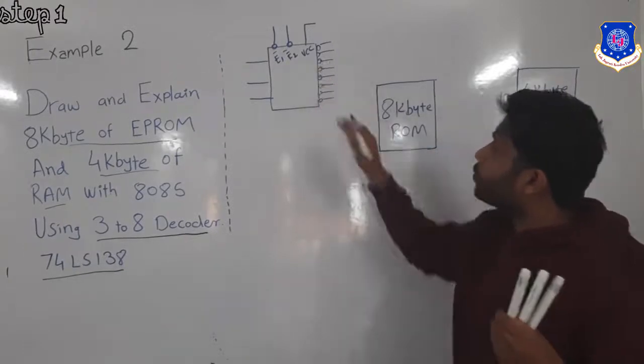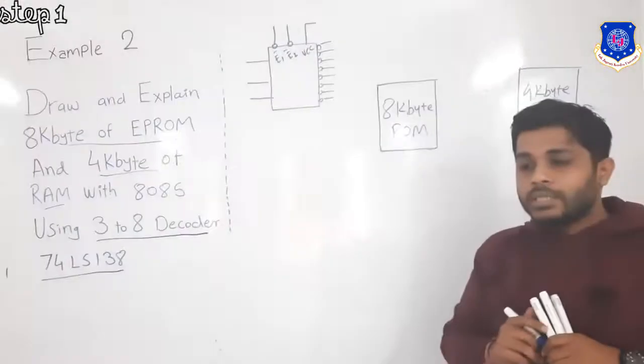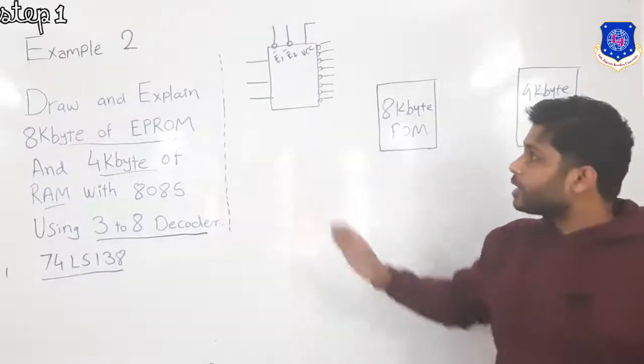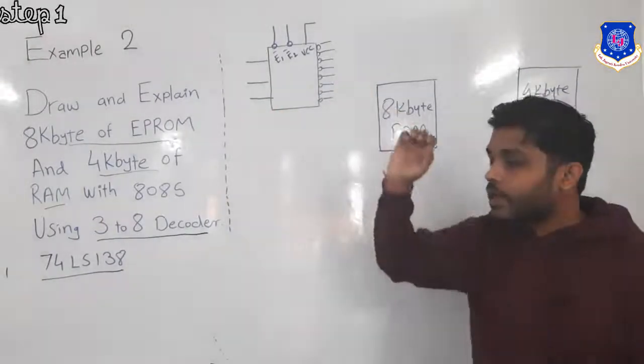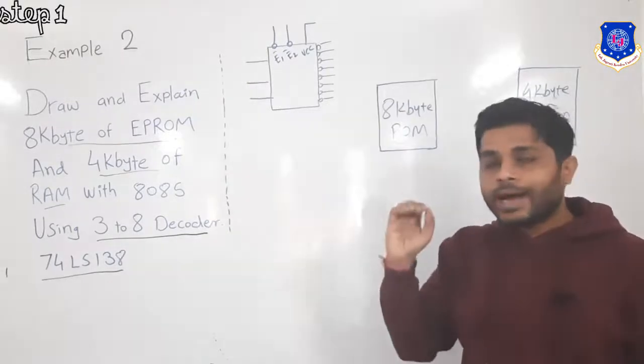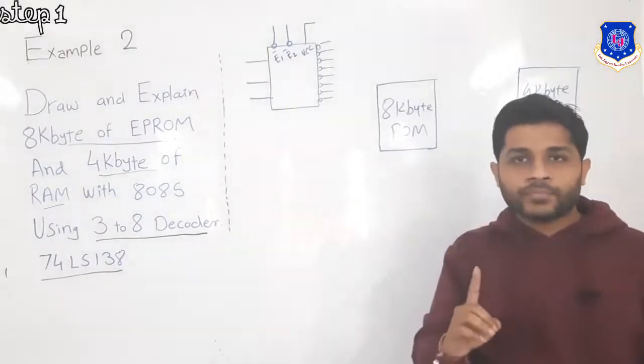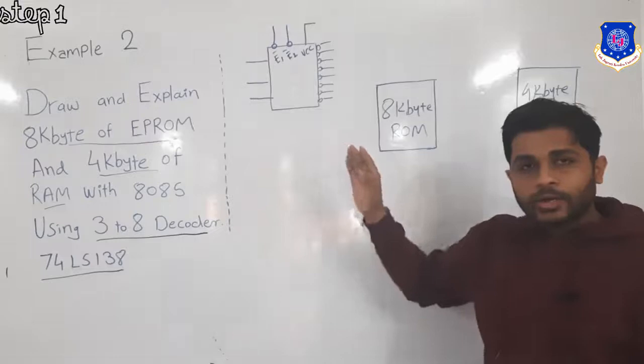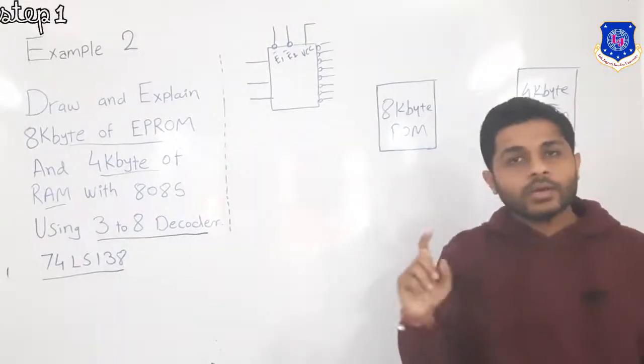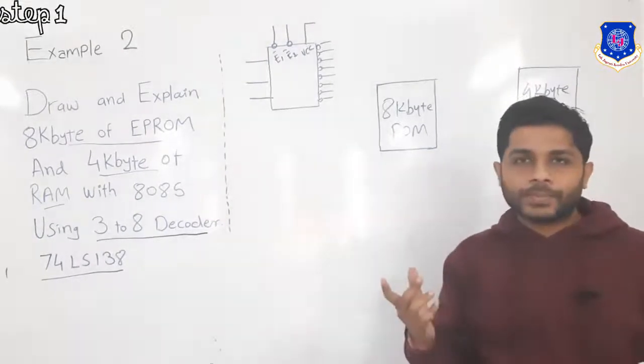If you notice, the output is in bubble form. It means in a normal decoder, if you give some input, you will get a high signal at only one pin. In this decoder you are going to get a low signal at one pin. So the logic is inverted.